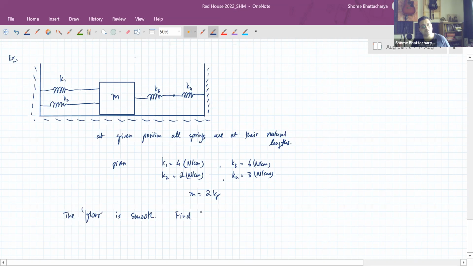Find the time period of oscillation for the block. If it is disturbed from the mean position, how much time period will it have for the SHM? Just work this out quickly. This should not take too much time. Okay, just try out this question.